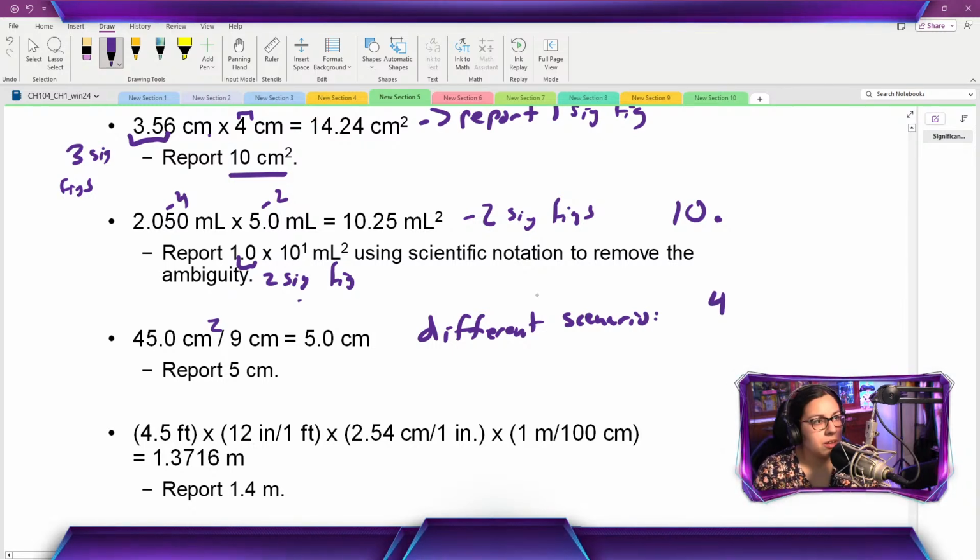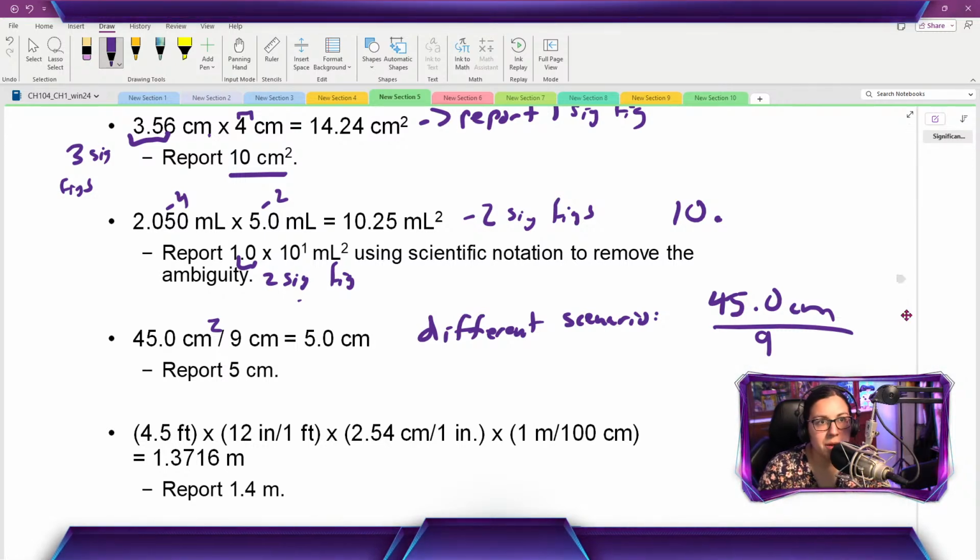Let's say we're again trying to find some sort of average or divide this. Let's just say it was like a ribbon, right? That was 45.0 centimeters long, and you wanted to divide it by 9 sections. Well, that's 9 discrete sections, right? There's no question about there being 9. And so then you could report that to 3 sig figs of 5.00 centimeters.